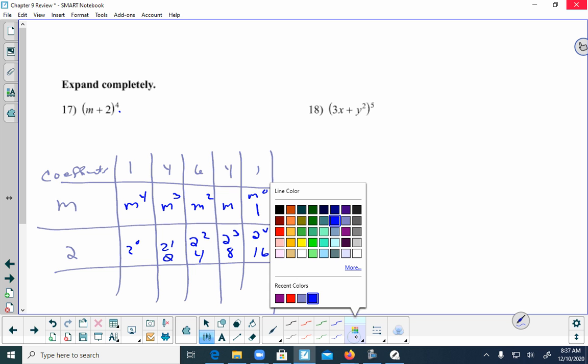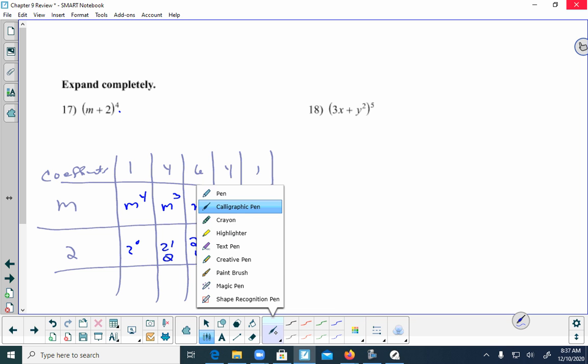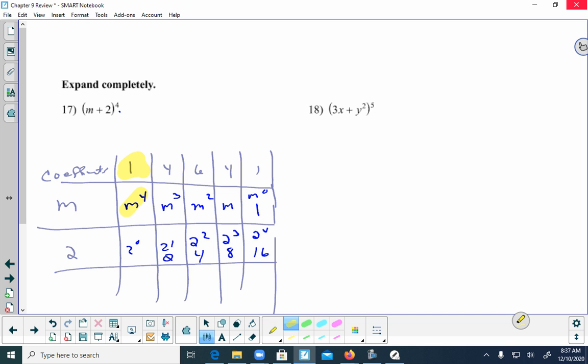Then to find this, I am going to multiply the 1 times the m to the 4th times the 2 to the 0, which is 1. I didn't write that, but that's 1. I'll write that. 4. This is what I'm going to multiply. I'm just going to highlight them all.